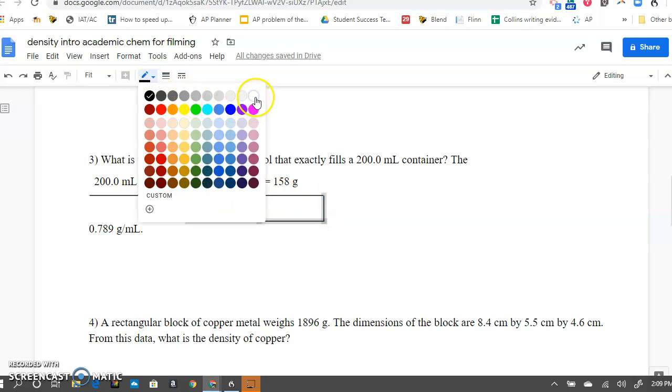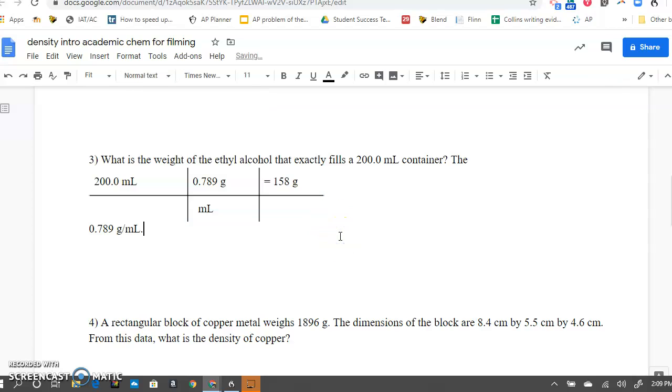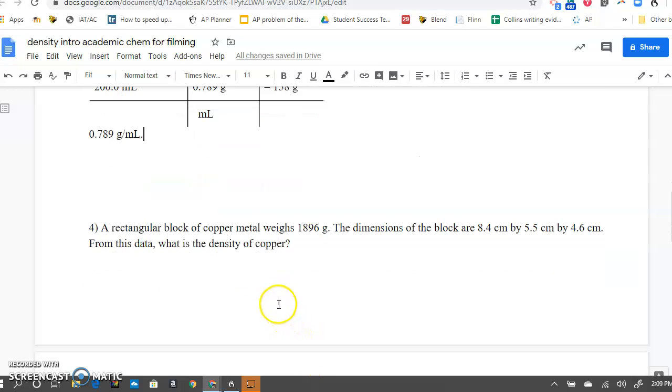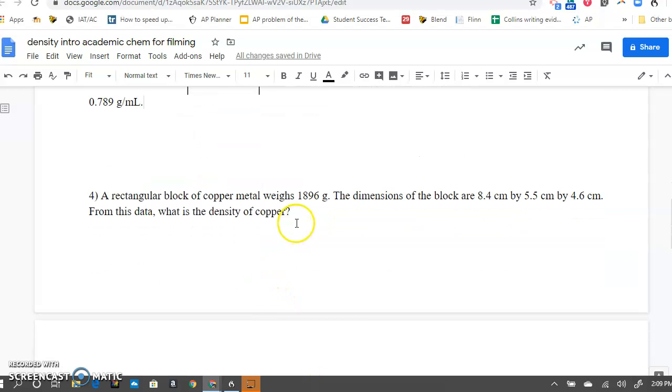But if you want to clean it up and make it look like a true bridge problem, that's fine. But I have no problem with you leaving them as the bridge problem. Okay, for question number 4, I have a rectangular block of copper weighing 1896 grams.